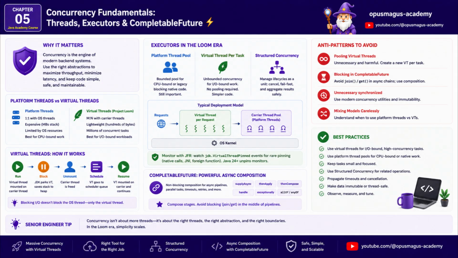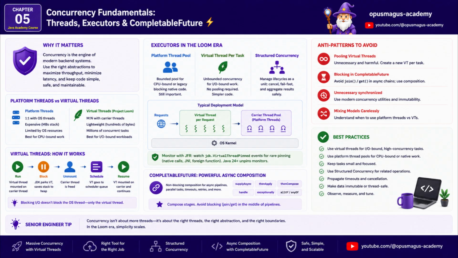Virtual threads do not make CompletableFuture obsolete. They reduce the number of situations where CompletableFuture is needed only to avoid blocking. CompletableFuture is still useful for true asynchronous composition. Virtual threads are often better when the code is naturally sequential but blocked on I/O. A senior engineer should not frame this as old versus new. The better framing is: use CompletableFuture when composition is the core problem, and use virtual threads when readable, blocking-style I/O concurrency is the core problem.